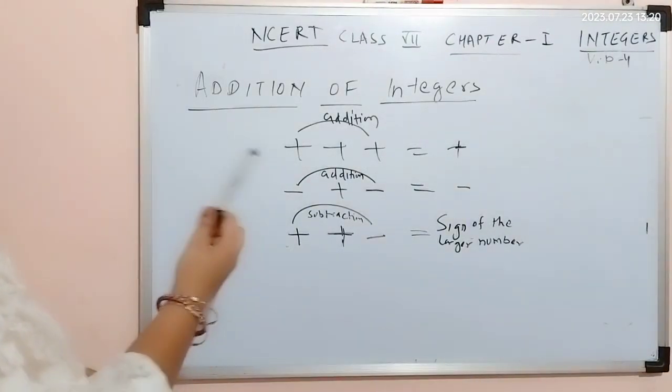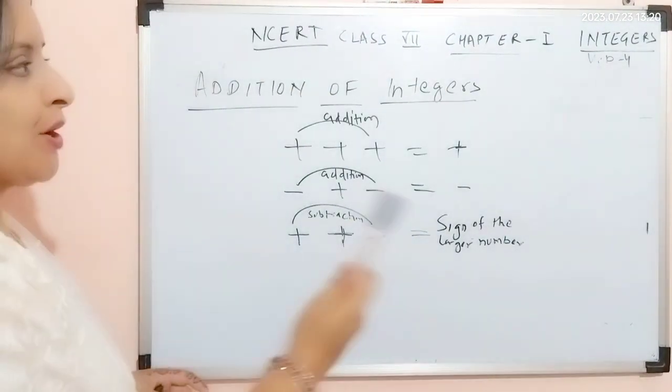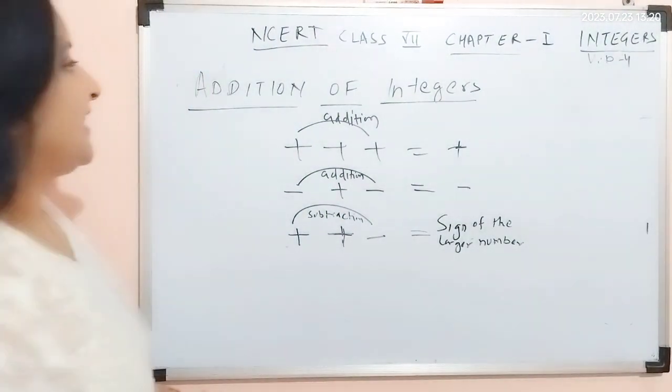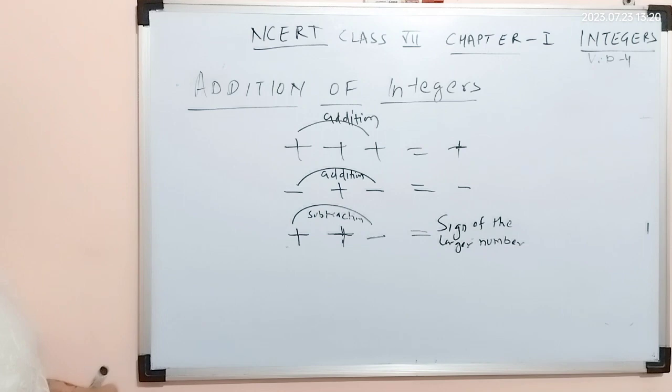Hello students, so we are discussing NCERT class 7 chapter number 1, Integers, and this is video number 4. Previous videos you can see on my channel. So now we are doing addition of integers.